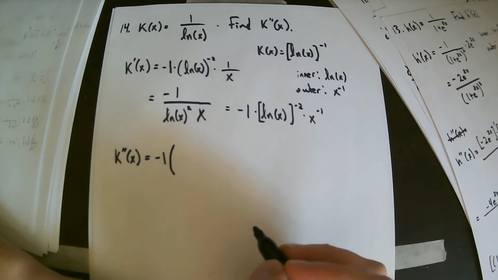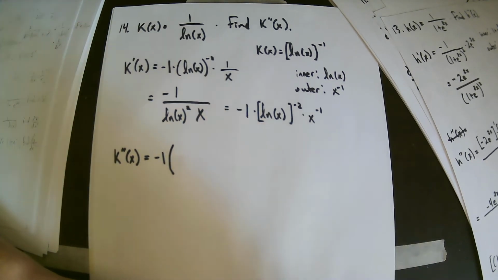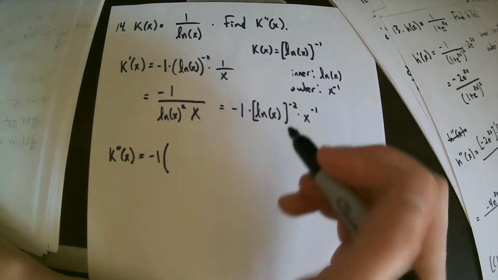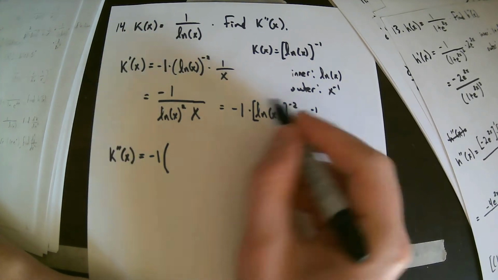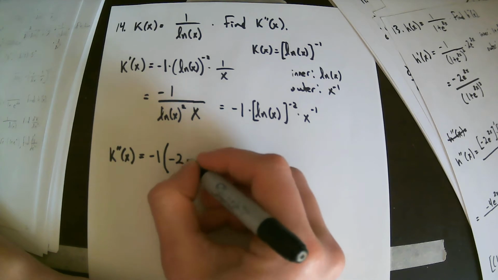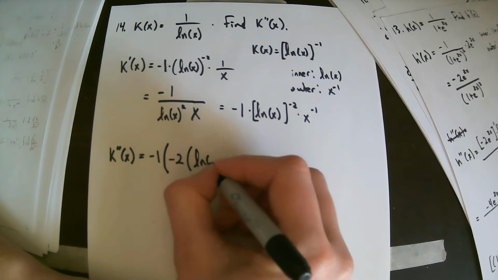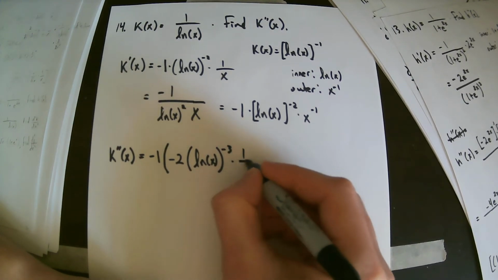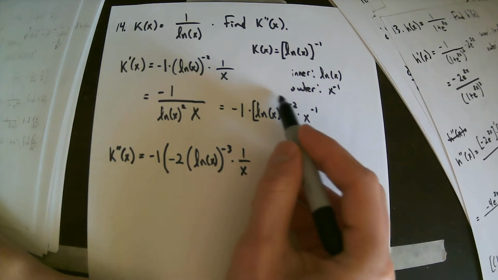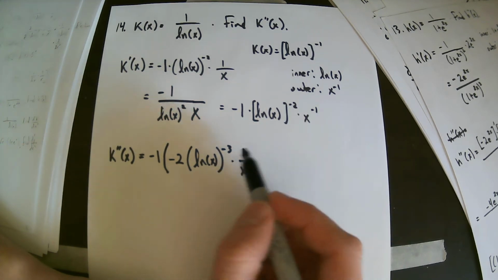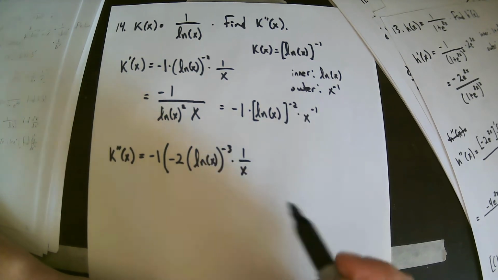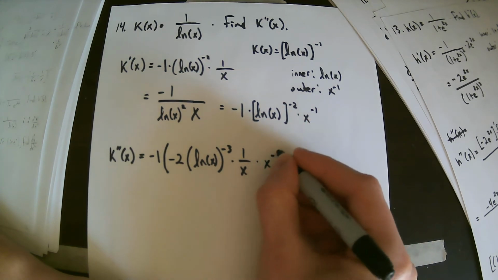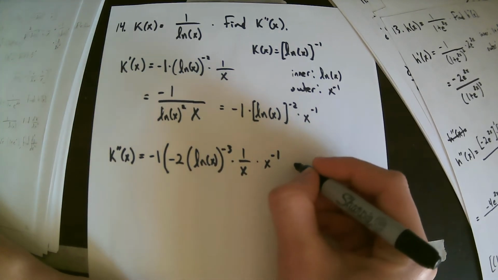That negative 1 is just going to be tacked onto the outside of the entire derivative. Derivative of the first, so negative 2 is going to drop down. We're going to keep that ln of x. Its exponent is going to drop, and then we're going to say times 1 over x. That's the derivative of ln of x all to the negative 2. That's the chain rule happening there. And then times another x to the negative 1. That's the first part of the product rule.